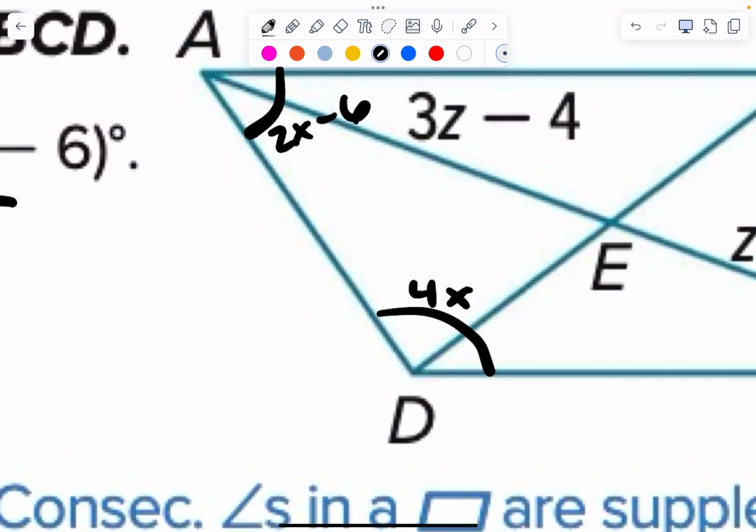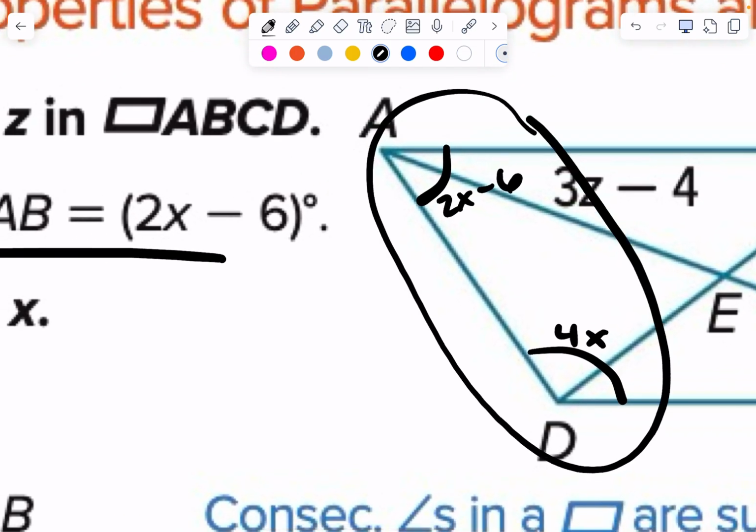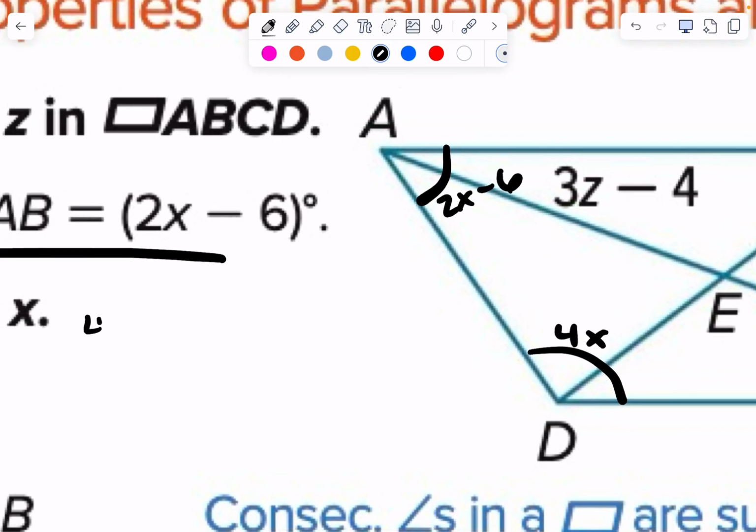Are those two equal to each other? Those two angles? No, but they add up to be 180. They're consecutive ones. They're right next to each other. Okay? So 4x plus 2x minus 6 equals 180. Okay? This is 6x. I'm gonna add the 6.